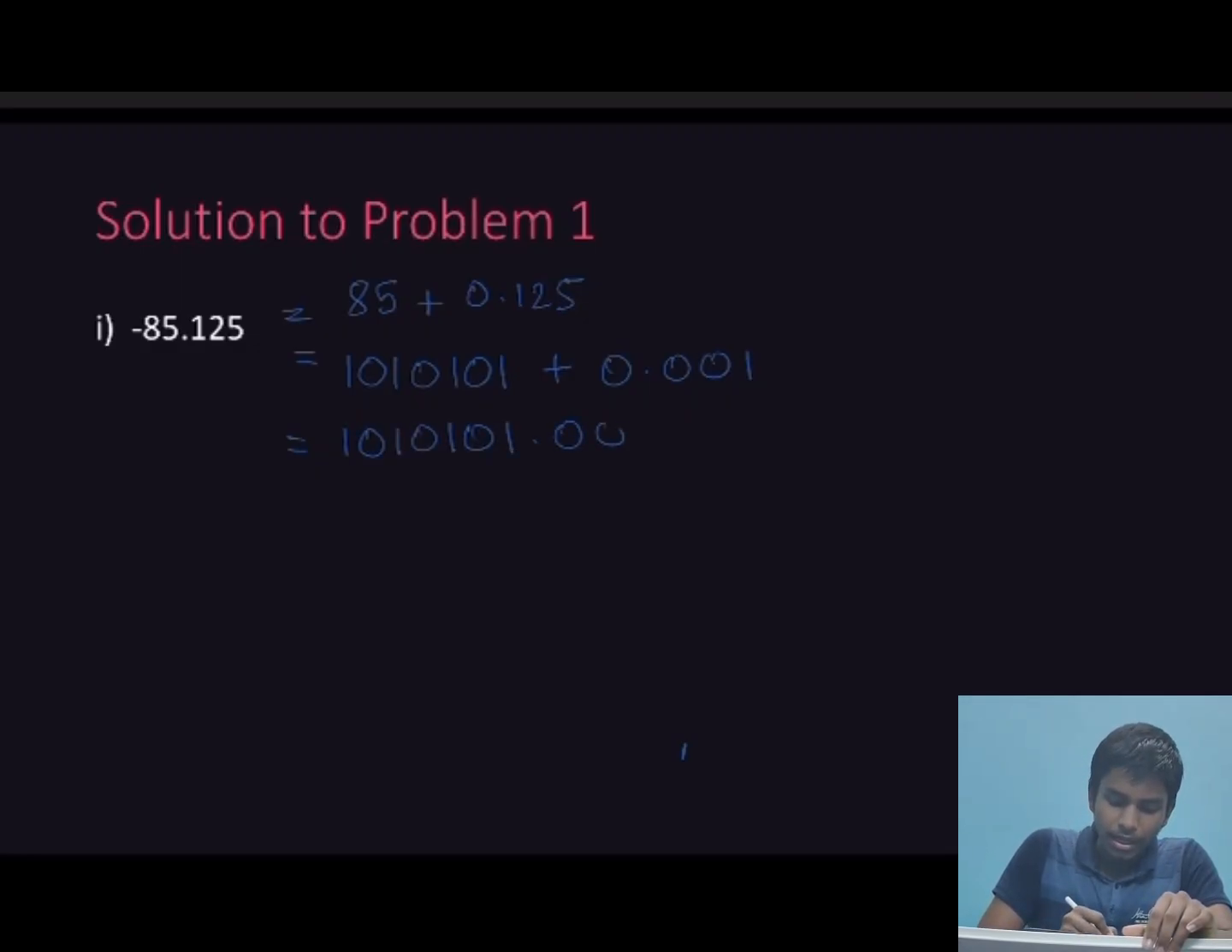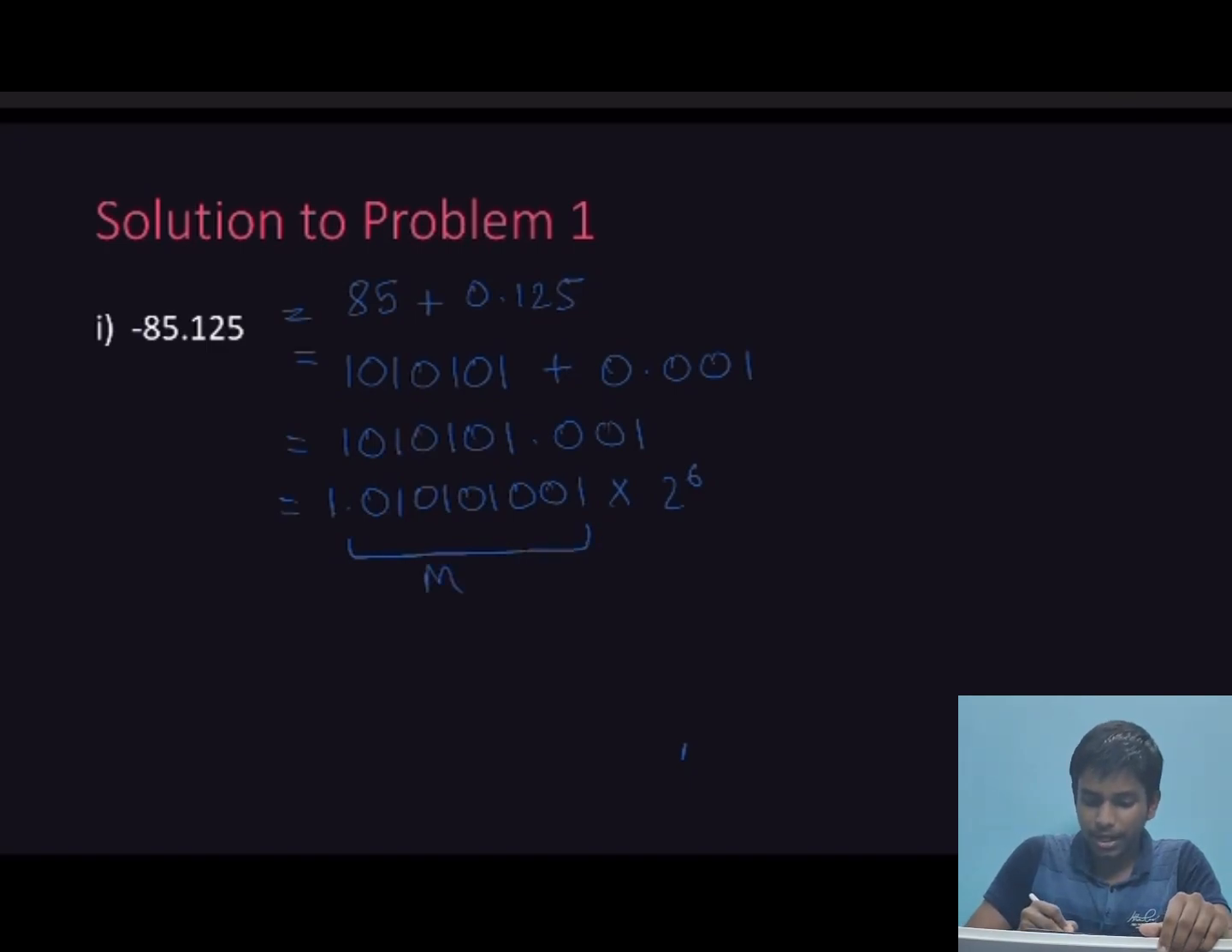1010101.001. According to the general format of floating point numbers, we have to take only one digit before the decimal point, times 2 to the power of something. So we will convert it into that format and we will get 1.010101001 times 2 to the power 6. Here this part is the mantissa of our format and 6 is the exponent. To bias it, we will add 127 to it. So we get 133.